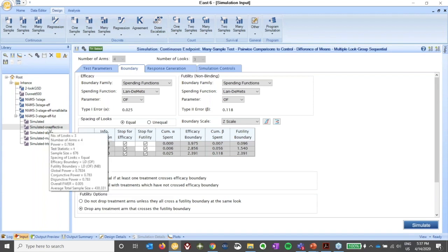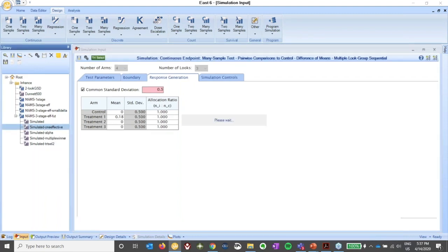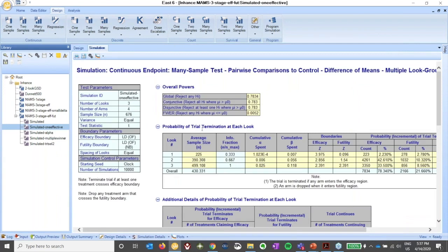One of the things that I have illustrated here is a scenario where only one of the treatment arms ended up being effective. The other ones, you can see the difference is practically zero. So what we would expect to see is that the overall power will drop even further. And as you can see here, out of the 10,000 replications that we ended up running, we ended up declaring efficacy 78% of the time. So from 88% power, we have dropped to 78% power if only one of the treatment arms is effective.